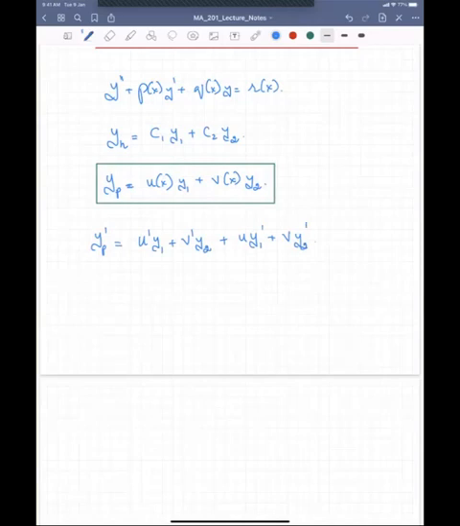But the problem is that if I take the second derivative again, I'm going to get too many different types of terms. So at the outset, I'm going to demand a condition that u prime y1 plus v prime y2 equals 0. Okay, how am I justified in doing this?